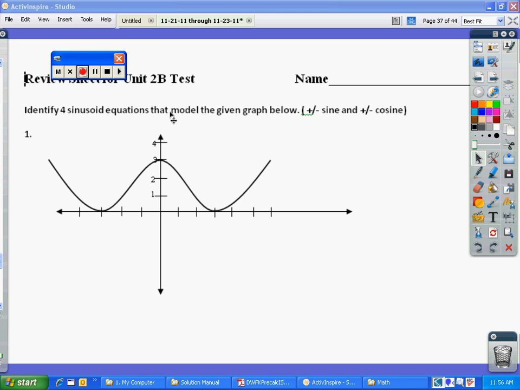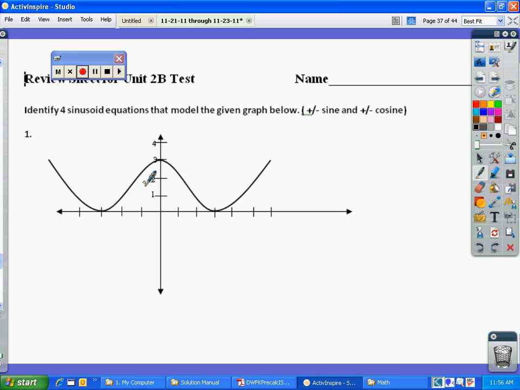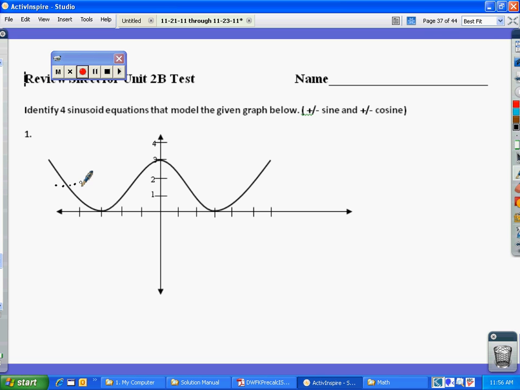Okay, so number one, we are going to identify four sinusoidal equations that model the graph below. We have a positive negative sine and a positive negative cosine. So the first thing that you're going to want to do is identify where the middle line is here. And in this case, it goes right through the x value of 1.5.